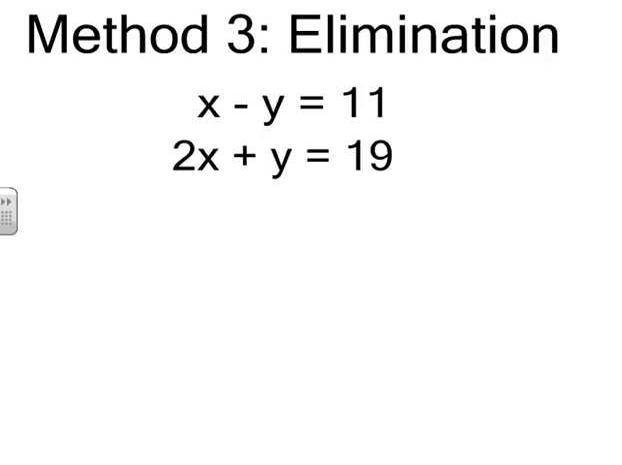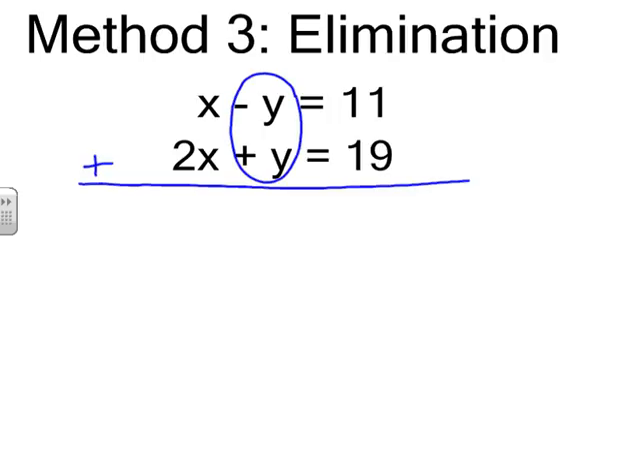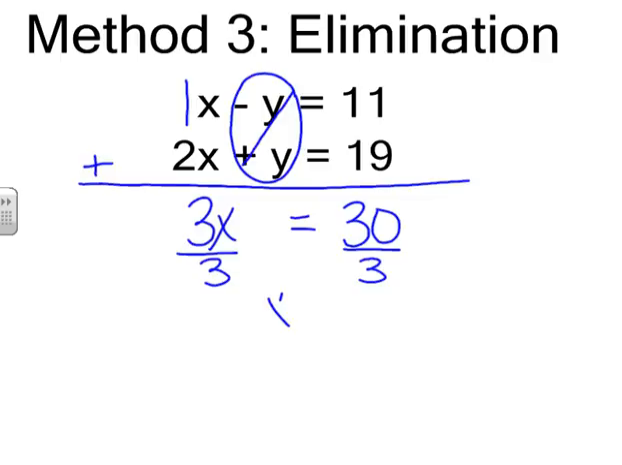With this method, you can actually add or subtract the two equations and have one of the two variables cancel out. In this case, negative y plus y is 0, so that's my 0 pair. So now I can add everything else. 1x plus 2x is 3x. 19 plus 11 is 30. So I get 3x equals 30, which means that x equals 10.